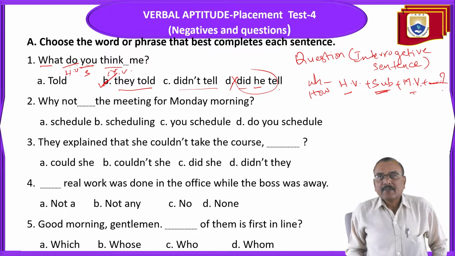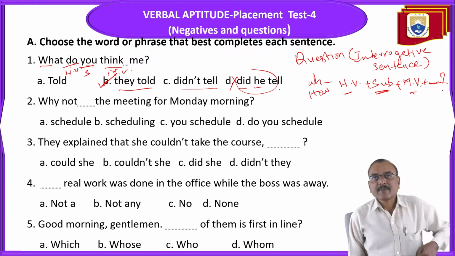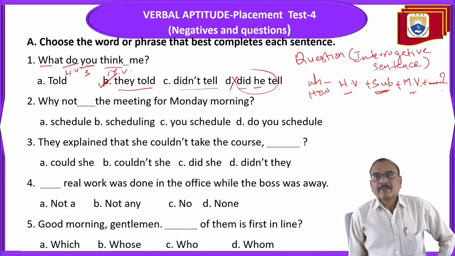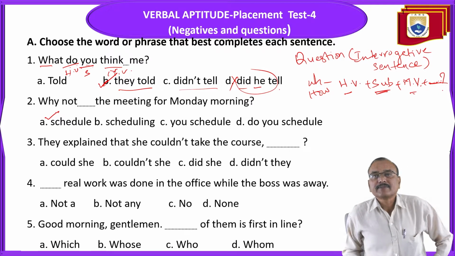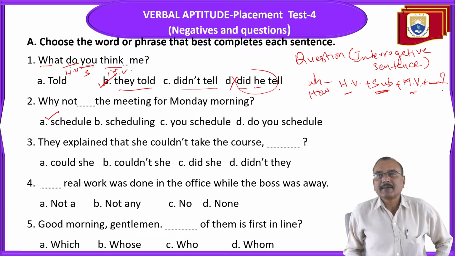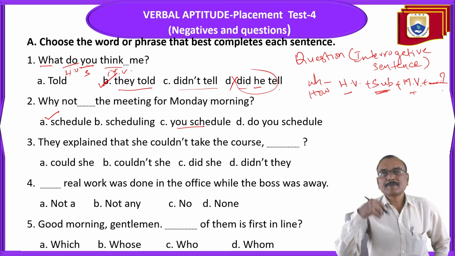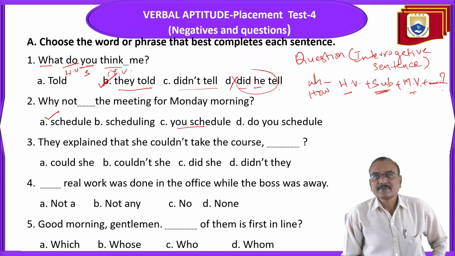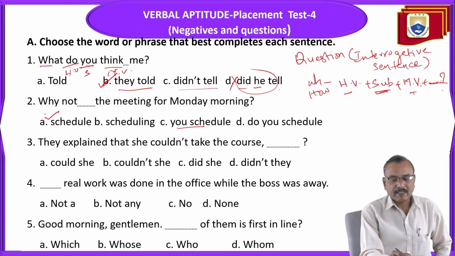Next one. Why not dash the meeting for Monday morning? Why not? We can say, why don't you schedule, or why not schedule the meeting. This is just like a suggestion. Why not scheduling the meeting for Monday morning is wrong. Why not you schedule? Generally, you is not necessary because we are speaking with the second person only. Why don't you schedule, or why not schedule a meeting for Monday morning? Is it clear? So this is the correct answer.